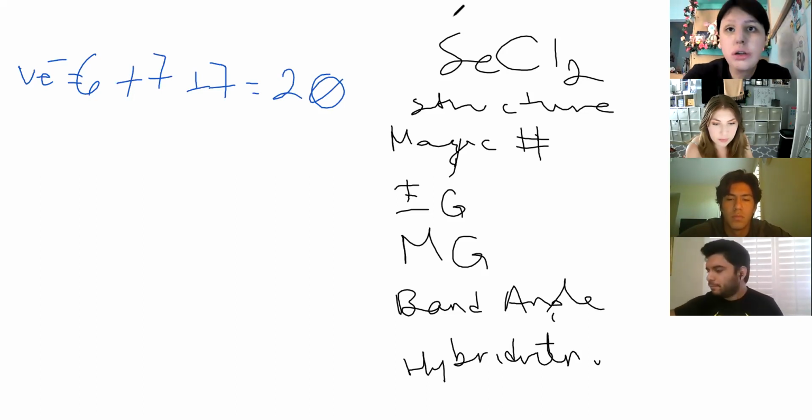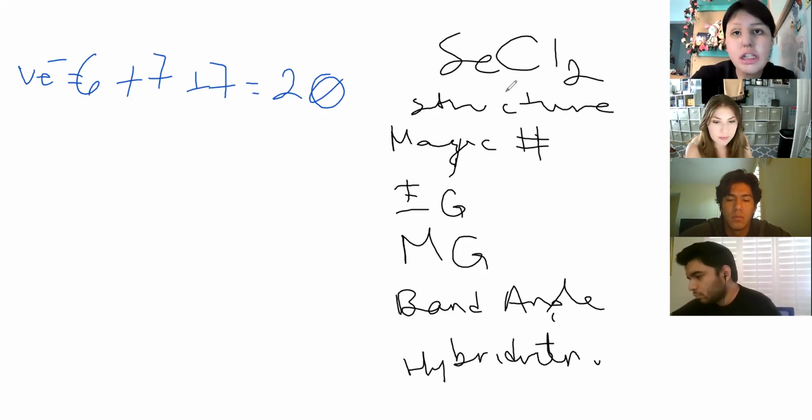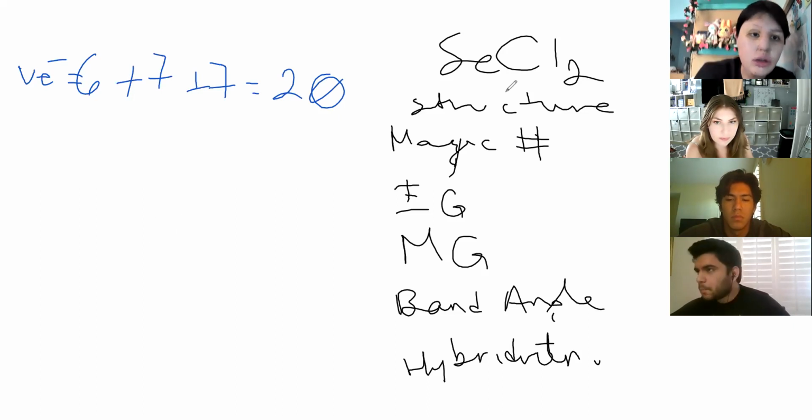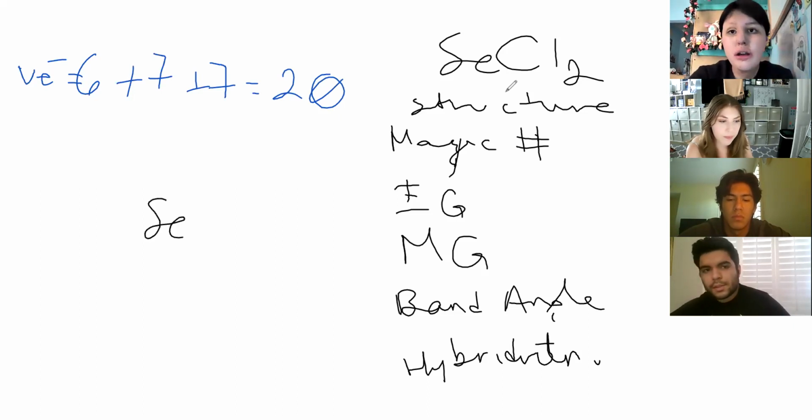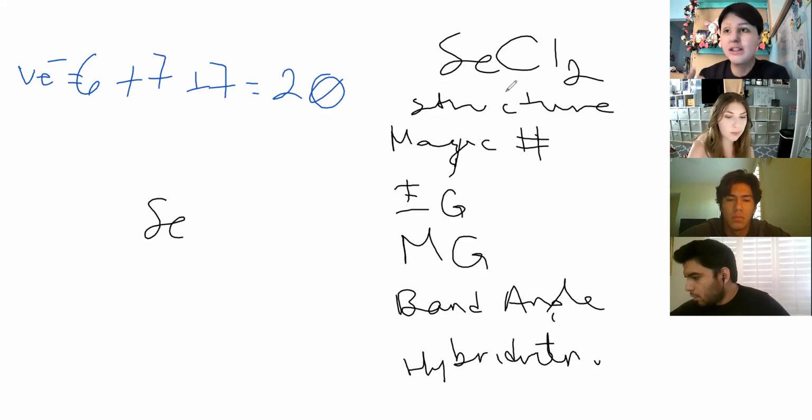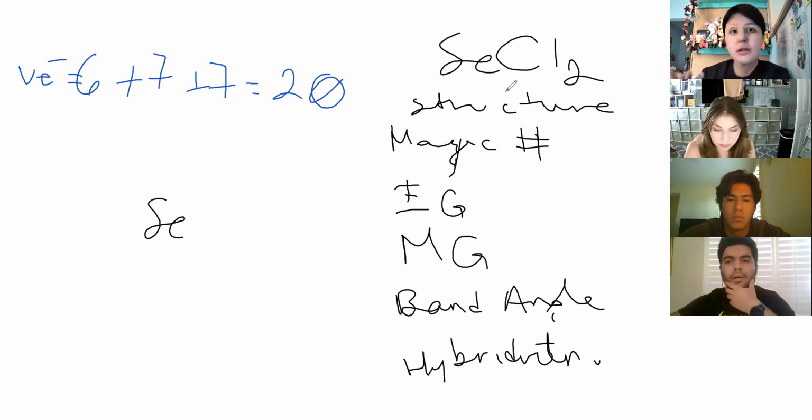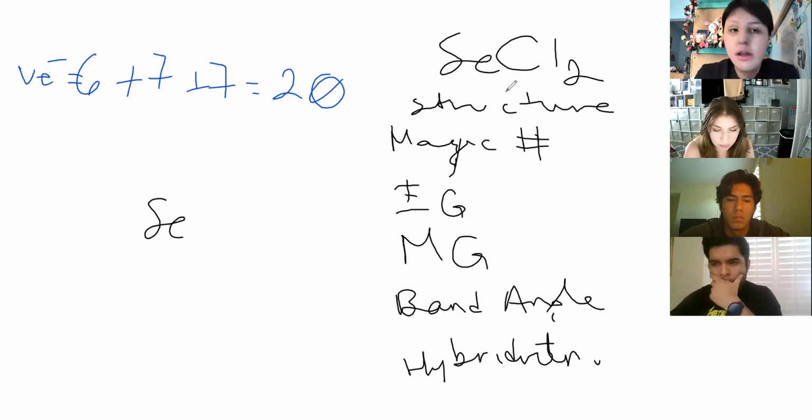So we're going to go ahead and draw it. Which is going to be our central atom? Selenium, because one, it's the one that we have the least of, and also it happens to be the least electronegative one, so it's the best candidate, right? And we can draw. What's the next thing that we're going to do?